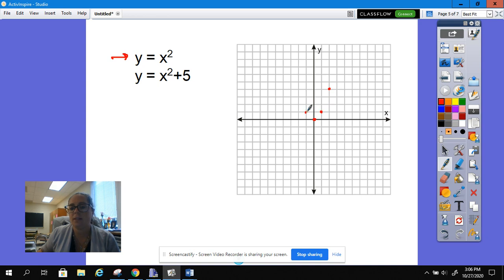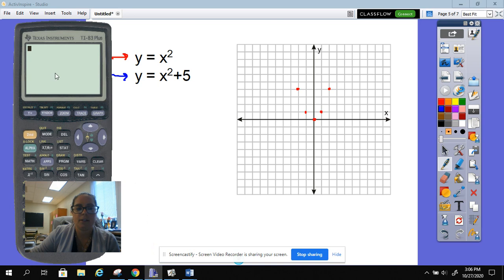I also reflect these, and they're going to then look like this at negative 1, 1, and negative 2, 4. So you always start here. And what you're going to do is you are going to try to track what happened to these points on your new graph, which is going to be this one here. Now let me show you how to do it in your calculator.